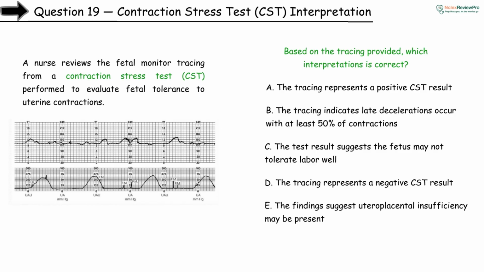Option A. The tracing represents a positive CST result. Option B. The tracing indicates late decelerations occur with at least 50% of contractions. Option C. The test result suggests the fetus may not tolerate labor well. Option D. The tracing represents a negative CST result. Option E. The findings suggest uteroplacental insufficiency may be present. Take a moment and think about your answer. This question is all about recognizing whether late decelerations are present or not.